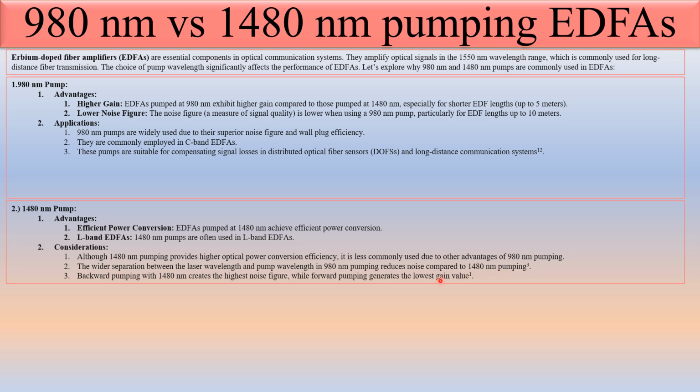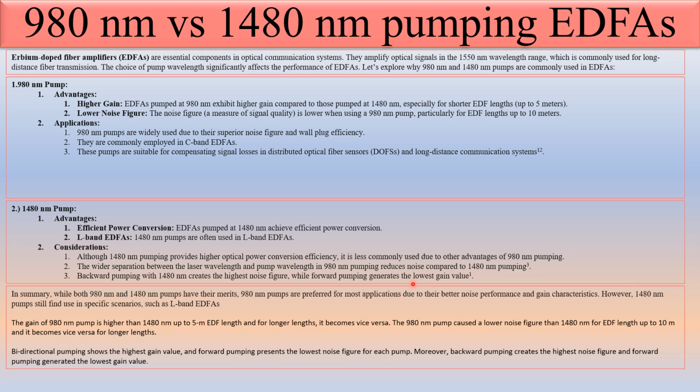So when you use the 980 nanometer pumping, it creates less noise than 1480. Backward pumping with 1480 nanometer creates higher noise figure, while forward pumping generates the lowest gain value. In summary, while both 980 nanometer and 1480 nanometer pumps have their merits and demerits, 980 nanometer pumps are preferred for most applications due to their better noise performance and gain characteristics. However, 1480 nanometer pumps still find use in specific scenarios like L-band EDFAs.